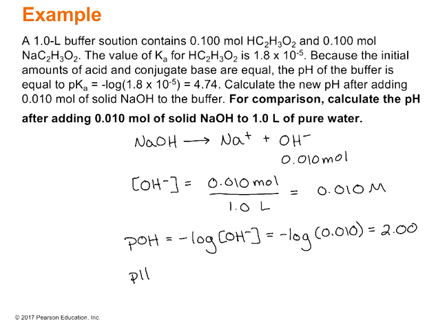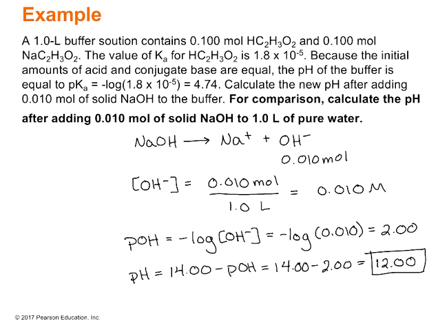Now to calculate the pH, we're going to subtract the pOH from 14. And that should give us a value of 12. And remember, the pH scale is opposite from pOH, so the higher the pH, the stronger the base. Now remember, we're comparing this to our buffer solution. When we added base to our buffer solution, the pH was 4.83.